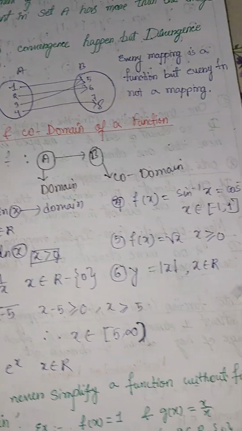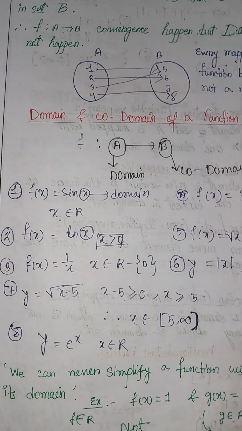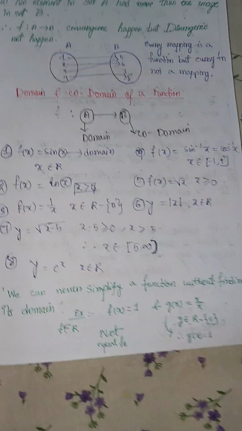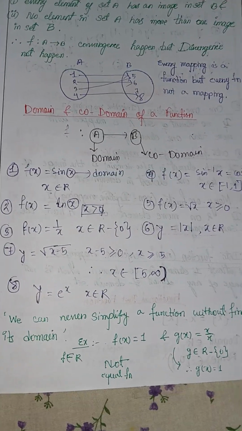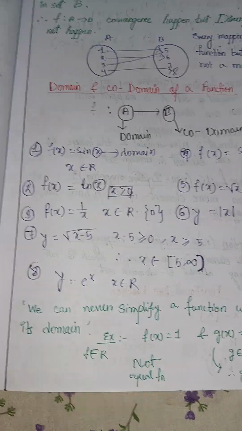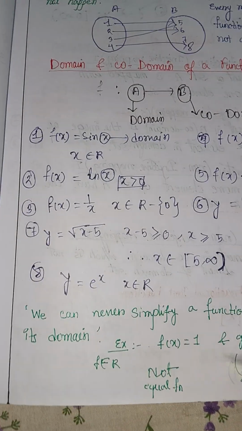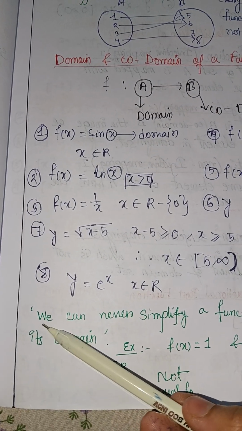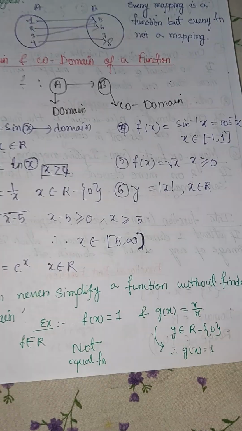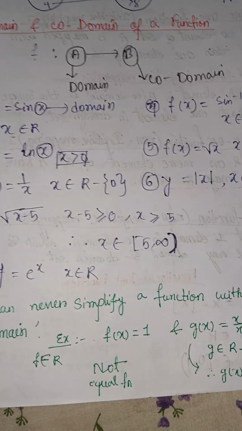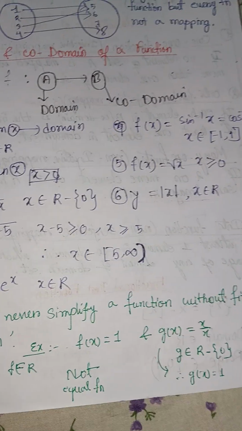There are so many types of examples for domain and codomain. That's a few glimpses of it. Finally I move forward to the next topic, because I covered the function chapter in part 1. If I don't move to the next topic, I could not complete the whole video in a short time. We can never simplify a function without finding its domain. That's a very important thing.